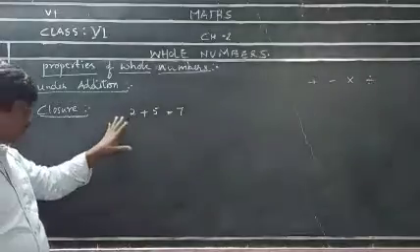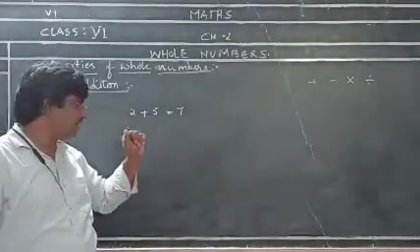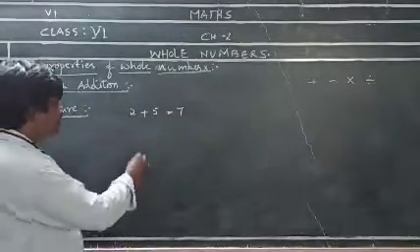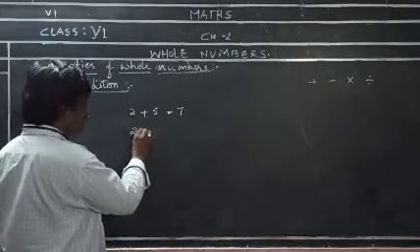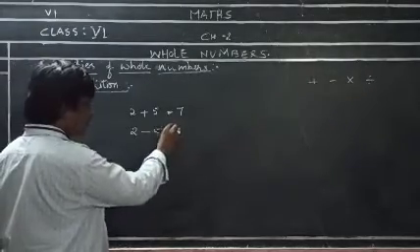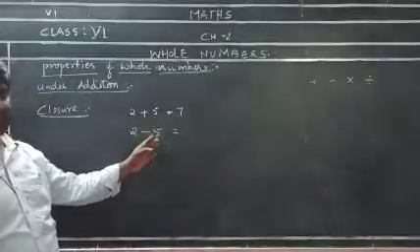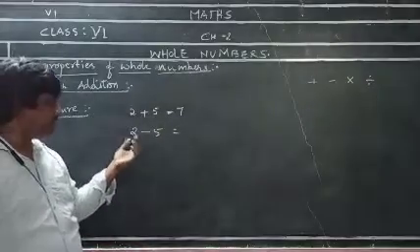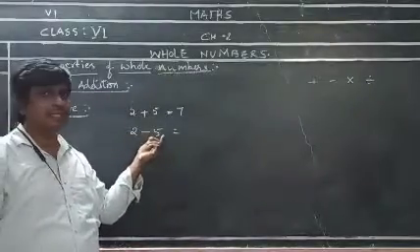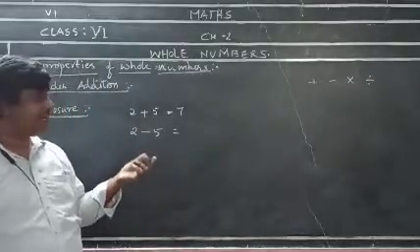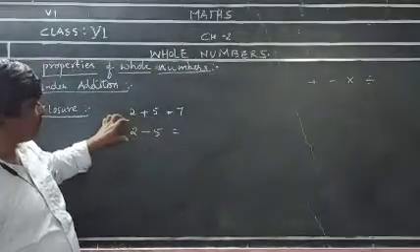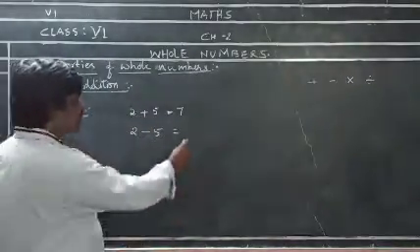So simply, 2 plus 5 is equal to 7. It is a whole number. Suppose I take the operation subtraction, 2 minus 5. I can't subtract, because this is the smaller one and this is the bigger one. I can't subtract the bigger number from the smaller number. So this is not closure.